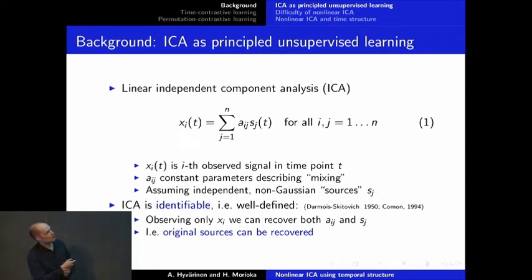So now this is what people call identifiability in this field. It means that the model is well defined in the sense that when we observe only the x's, we can actually recover both the A's and the s's in the limit of infinite data. In other words, the original sources can actually be recovered from the observations of linear mixtures, importantly under the assumptions of independence and non-Gaussianity.